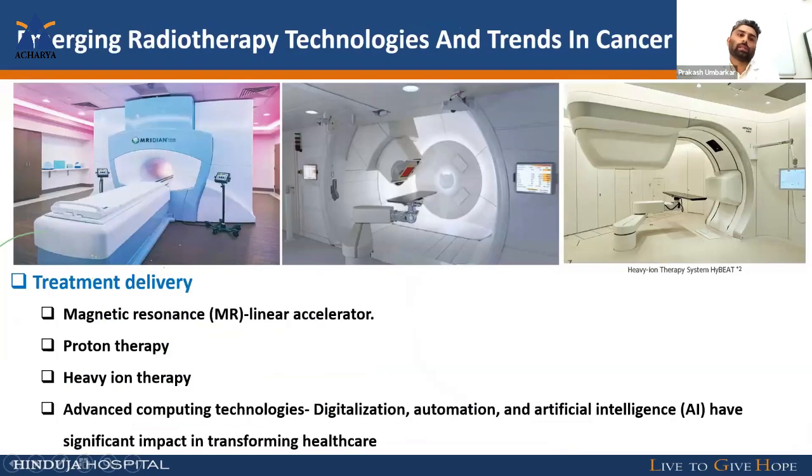So look at this screen. There are three new technologies in India and abroad that we are using for cancer treatment. First one is the MR Linac. With a normal MR machine, we get only the imaging. But nowadays the MR Linac combines it with the linear accelerator, so we take the images and at the same time we deliver the radiation.